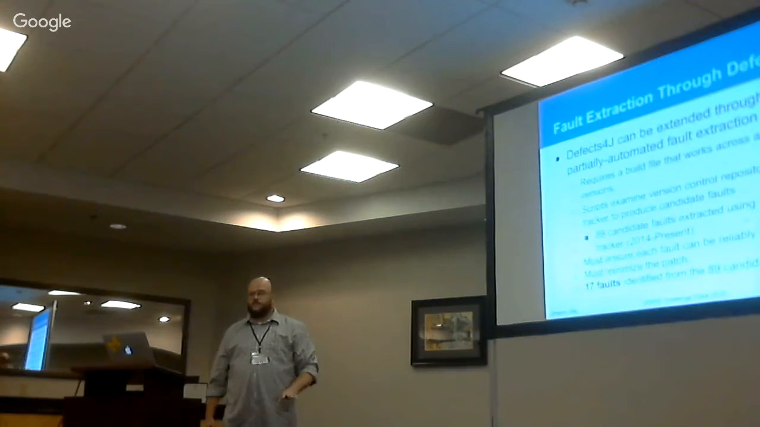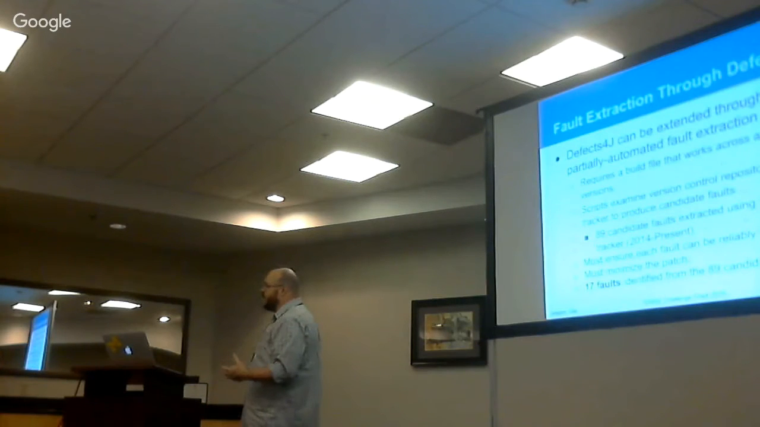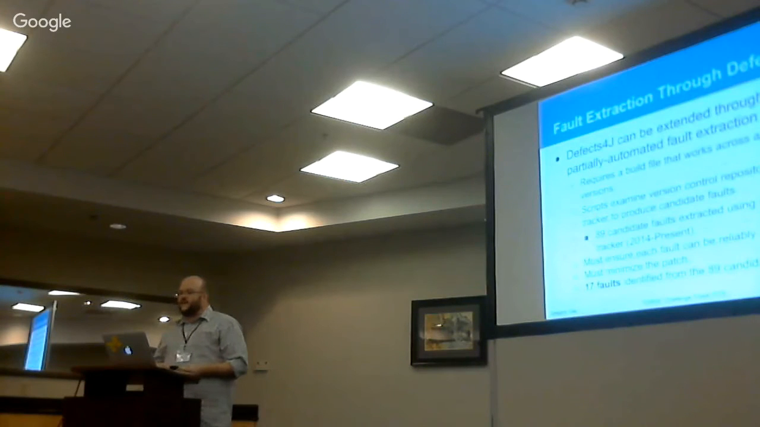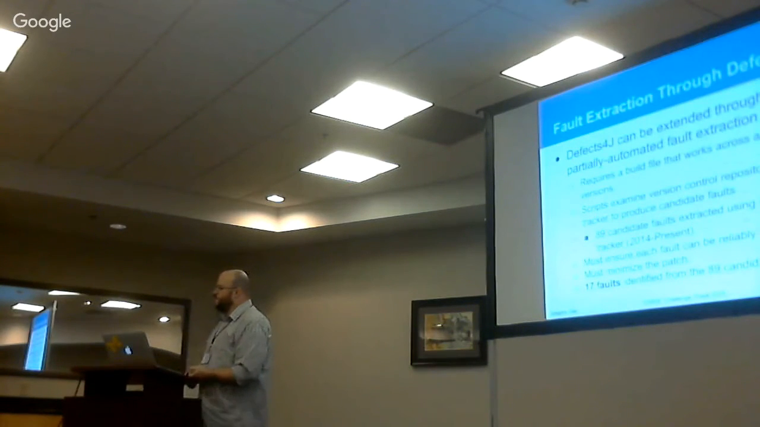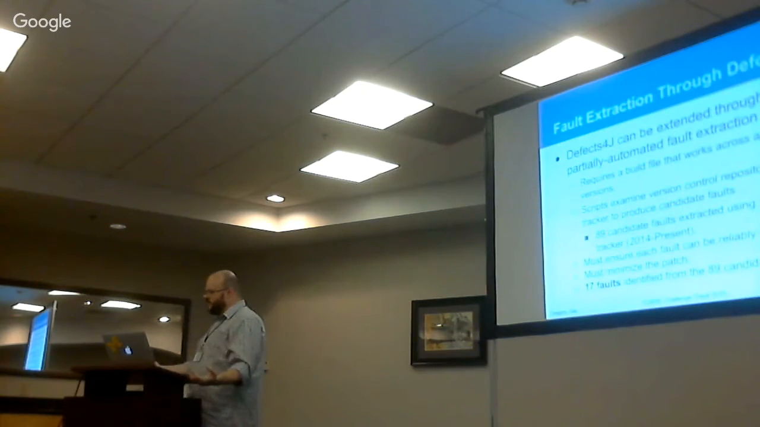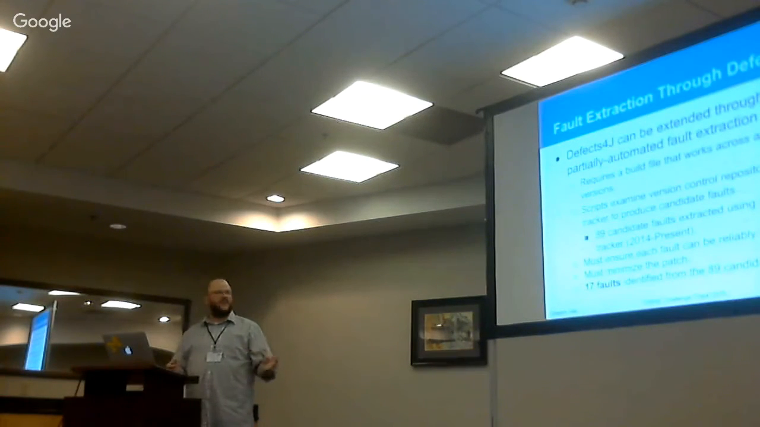For our purposes, however, Defects4J can be extended with a semi-automated fault extraction process. So what we have done is we've added Mockito to the project. This consists of developing build files in Ant that work across multiple versions of the project, across the entire history of that project. We've extracted candidate faults. We've ensured that each candidate can be reliably reproduced. And again, we have at least one developer-written test case that passes in the fixed version and fails in the faulty version. And then we minimize those patches to distinguish those fixed and faulty versions, to remove any unnecessary changes.